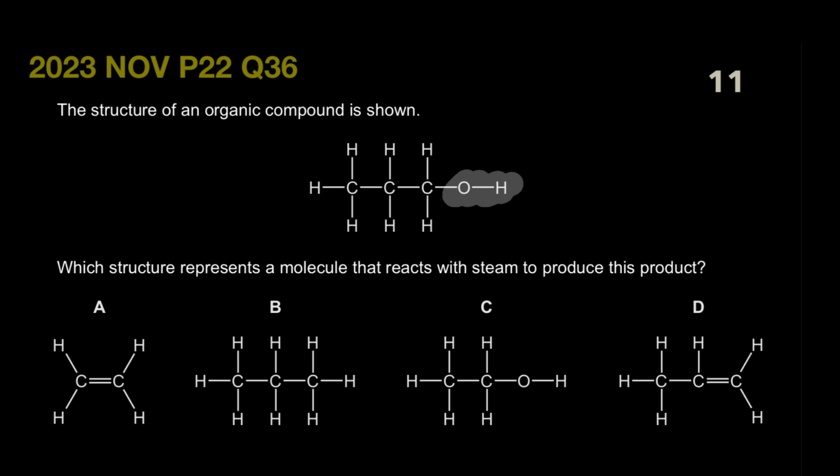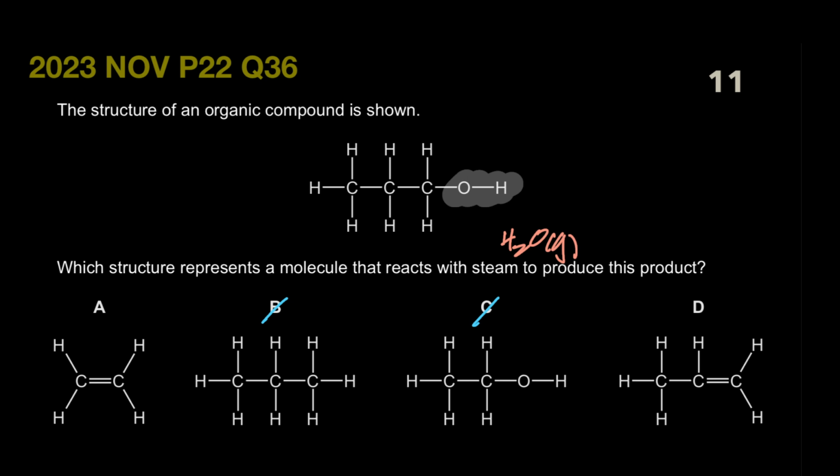Because the requirement of the question is which structure represents a molecule that reacts with steam. Steam is what? H2O gas, right? So which reacts with steam to produce this product. Which particular family reacts with steam to produce alcohols? Well, we already know that that family is the alkene, right? And that alkene basically undergoes this addition reaction with steam known as hydration, and therefore B and C right off the bat are wrong, because they are not alkenes.